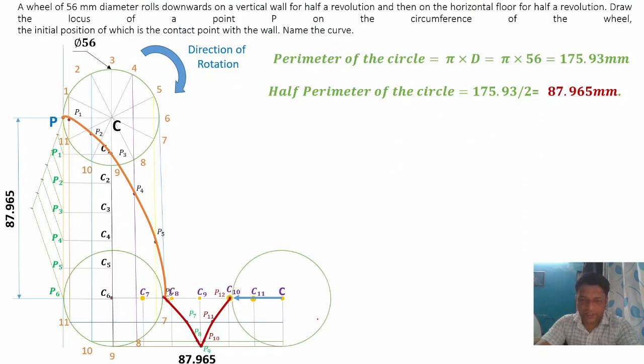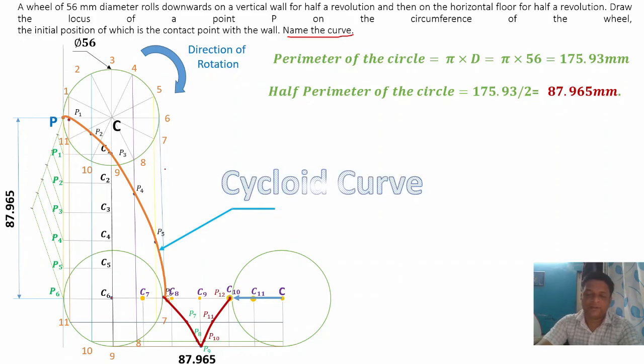We can draw the circle at the end. It is not compulsory, but for your understanding, I have drawn this circle. Now, the naming of the curve is very important at last. So, as we know, this is the cycloid curve, and this is how we can draw it.